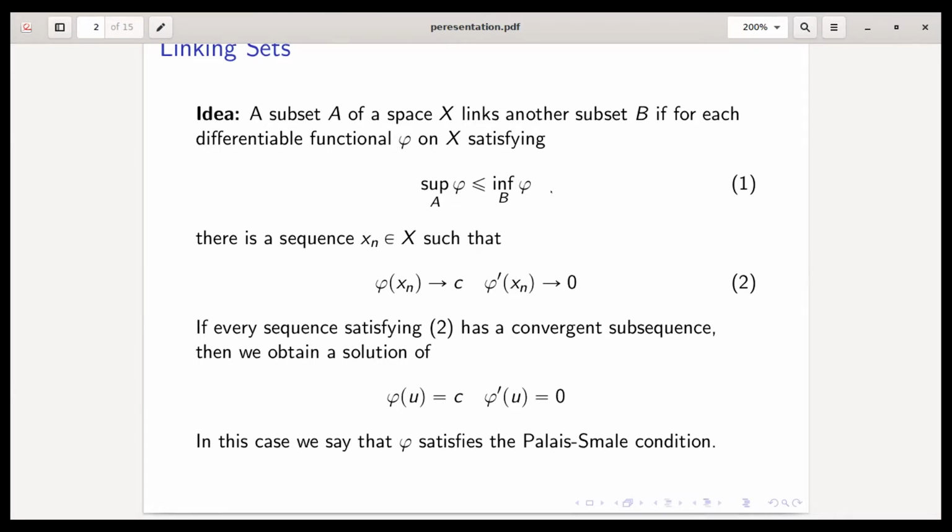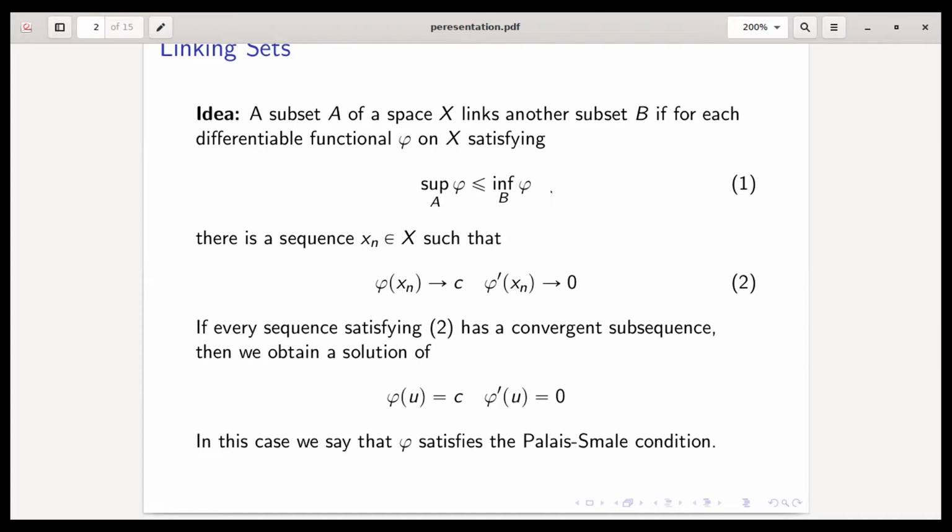This condition was introduced in the mid-70s by Palais and Smale when they tried to extend Morse theory to infinite-dimensional manifolds. So, in order to apply this theory, first we need to find linking sets, which is not an easy matter, and it depends on the geometry of the space and the structure of the functional. And then once we have a linking set, we need to verify the Palais-Smale condition, which is also not an easy matter.